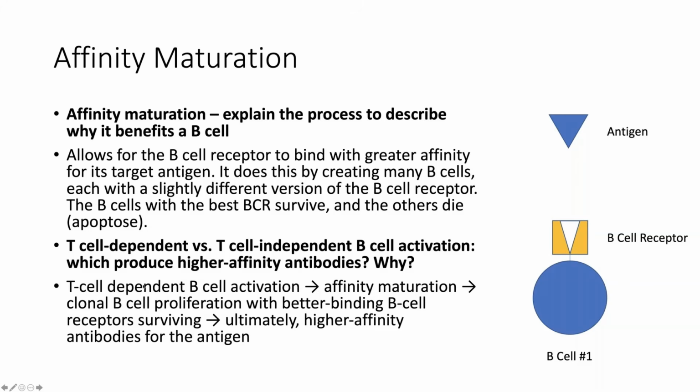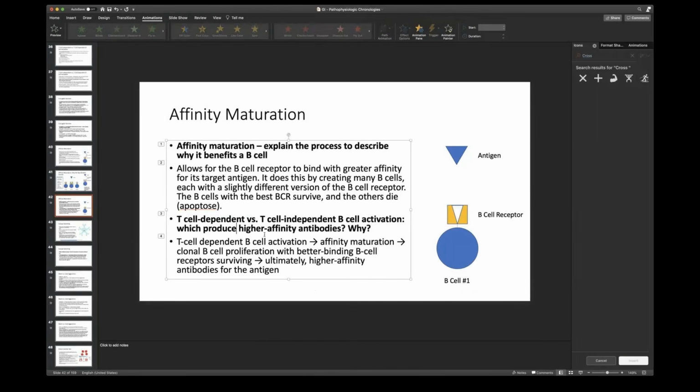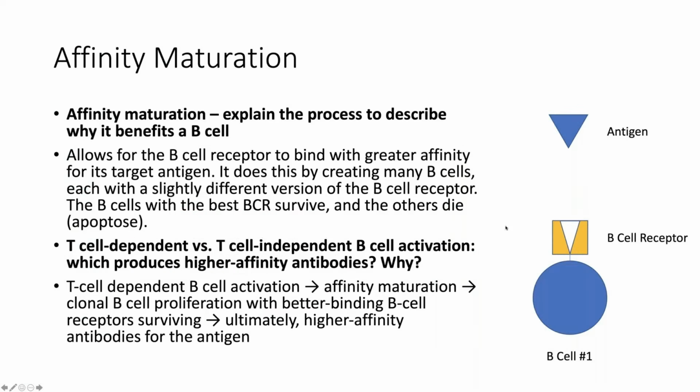So again, the idea is that because you have T cell dependent B cell activation, you can have affinity maturation. The whole point of affinity maturation is to make this B cell receptor fit better with the antigen. Ultimately, you'll have higher affinity antibodies for the antigen. So the punchline is that for something like warm agglutinins, which are IgG, they've undergone T cell dependent B cell activation, which is why they are higher affinity antibodies. So even when you warm them up, they are still able to bind to the antigen. That's going to be one of the punchlines of it. I know it's tough.